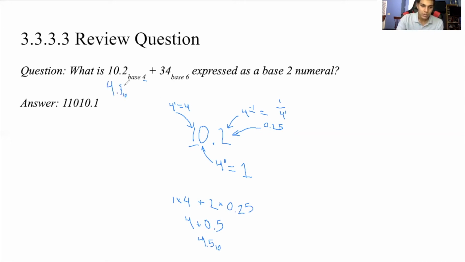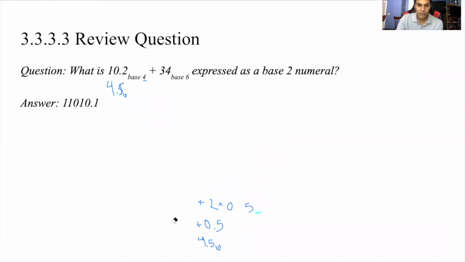All right, so now we need to convert 34 in base 6 to base 10. All right, so I'll erase some of this stuff and then write out our number 34, which I'm going to go through a little bit faster this time because we don't have a decimal in it. So 34 in base 6.